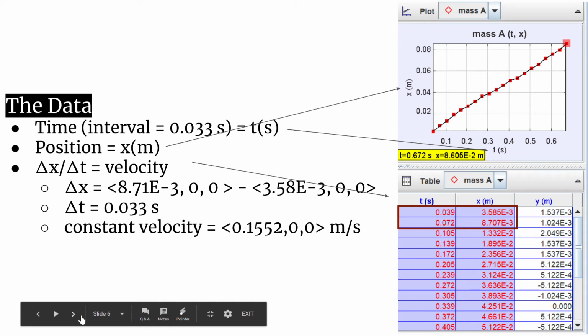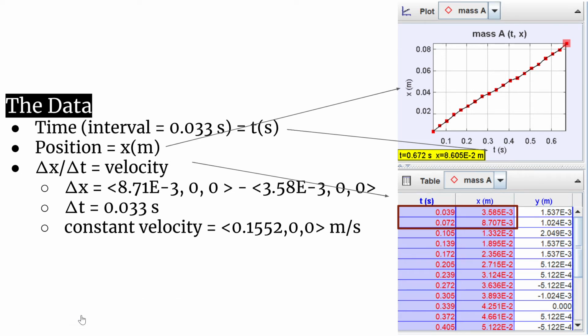Here is the data regarding time and position collected from the video using Tracker. The time is shown in the first column and the x-axis of the chart. The interval used for time was 0.033 seconds. The position in meters is shown in the second column and on the y-axis.